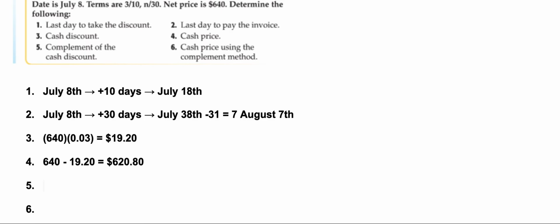Number 5, we want the complement of the cash discount. So if the cash discount is 3%, then the complement of that would be 97%. And lastly, using the complement method, 640 times your 0.97, just like what we've been doing, and you should get a total of $620.80.